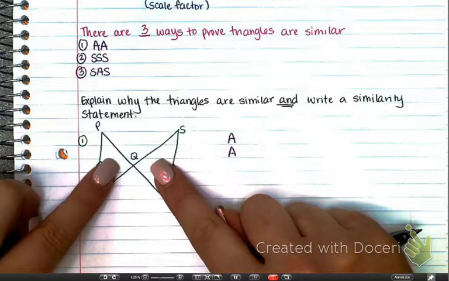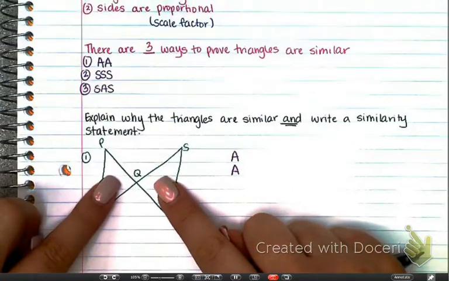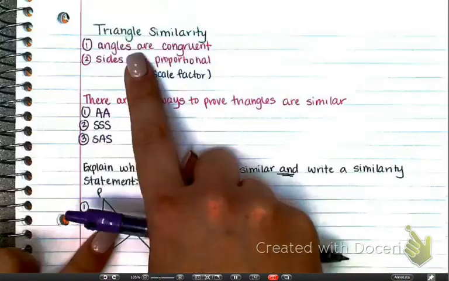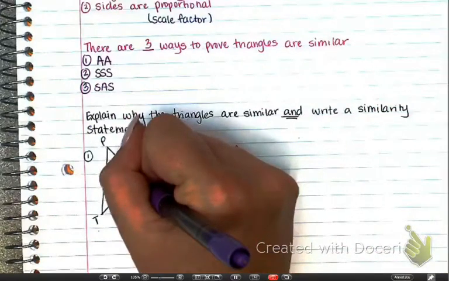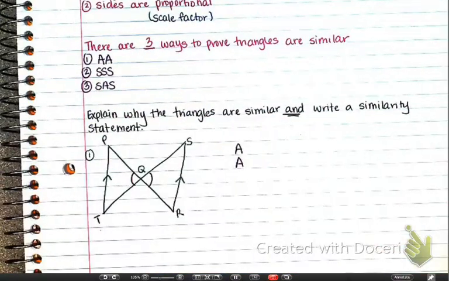Vertical angles. And what do you know about vertical angles? They're congruent. And when we're proving angles, the angles have to be congruent. So this angle and this angle are going to be congruent to each other because they are vertical angles.